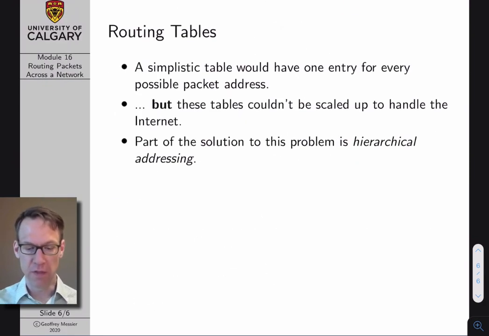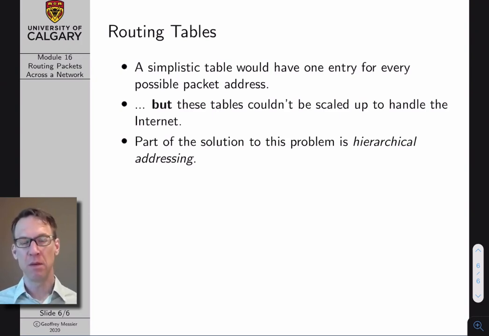What about the size of these tables? So, a simplistic scheme would have one entry for every possible destination address. So one entry in the routing table for every possible destination address. That's fine when we're doing a 4-node example, right? The routing table would only have 4 entries. But what if we have 31 billion possible destinations? Is it possible to store a routing table with 31 billion entries? Well, it is, right? I mean, hard drives are certainly big enough for that. Addresses can be long enough for that.